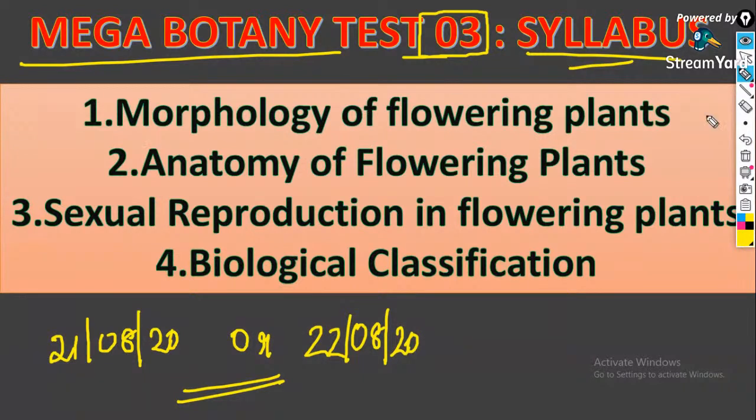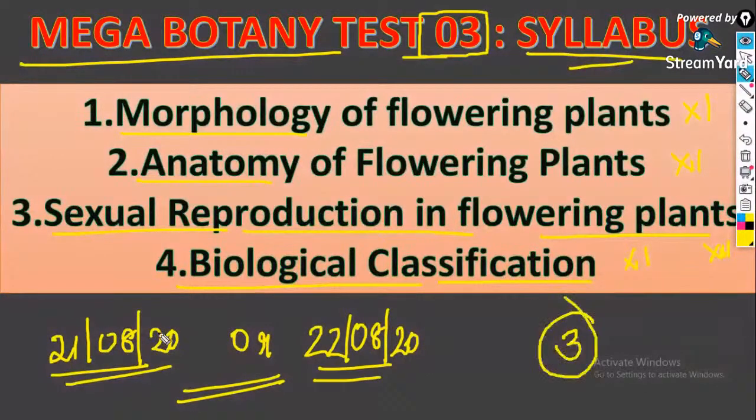So these are the chapters for the mega botany test number 3. From class 11, you have morphology of flowering plants, where we will be doing questions now, then anatomy of flowering plants, and biological classification. The last chapter is sexual reproduction in flowering plants, a chapter from class 12. So get ready for the mega botany test number 3 tomorrow or the day after. I'll inform the timing in the Telegram group.